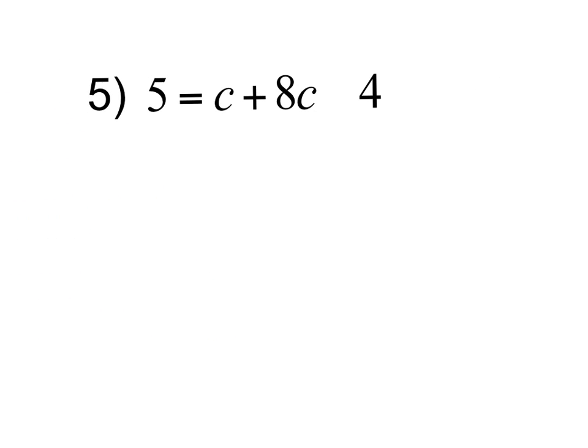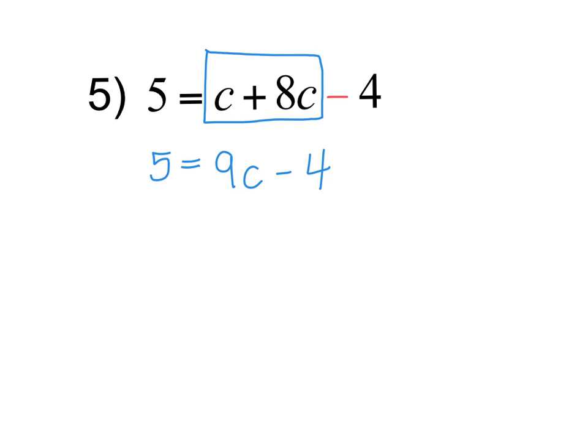All right, in number 5, this empty spot should be a minus sign. Again, I'm not sure why that happens, but it does. Now on the right side of this problem, again, we have a c in 2 places. So our first step needs to be to put that together. We have 5 equals 1c plus 8c is 9c minus 4.